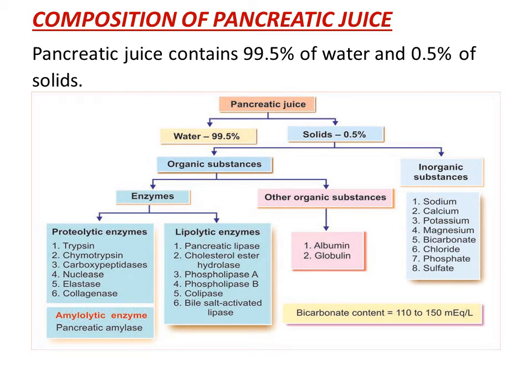Now, composition of pancreatic juice. Pancreatic juice contains 99.5% of water and only 0.5% of solids. Solids include some enzymes, some proteins like albumin and globulin, and other electrolytes.